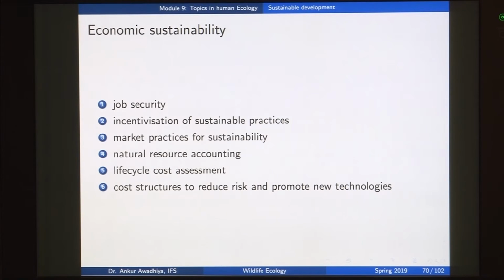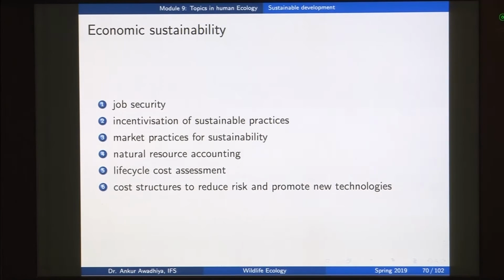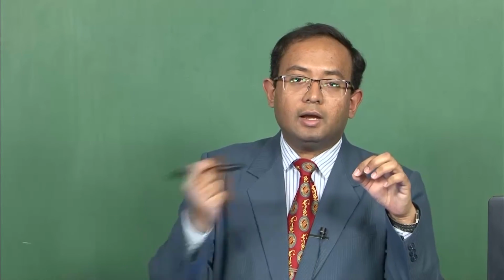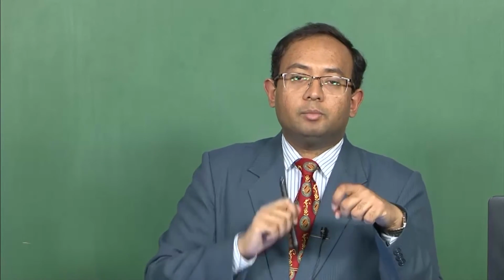Now, in the case of economic sustainability, what we are asking is, when we are talking about the cost assessment of anything, are we taking the whole life cycle cost into account? Are we putting all the negative externalities that this thing is giving out into the cost of that material? So, when we are talking about, say, a polythene bag, do we include the cost of cleaning that polythene bag or picking it up from the surroundings into the cost of this particular polythene bag?